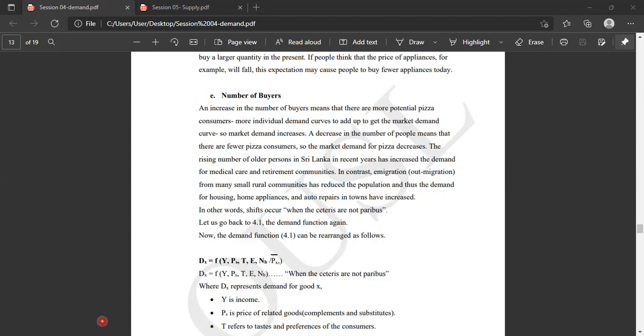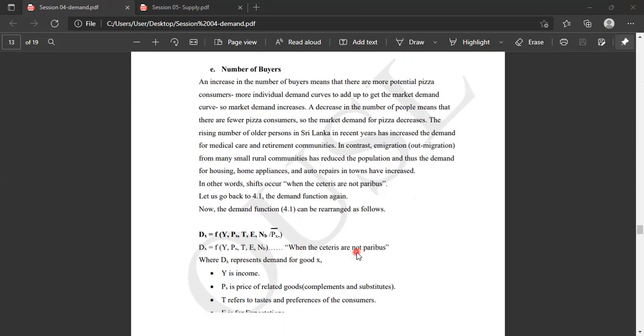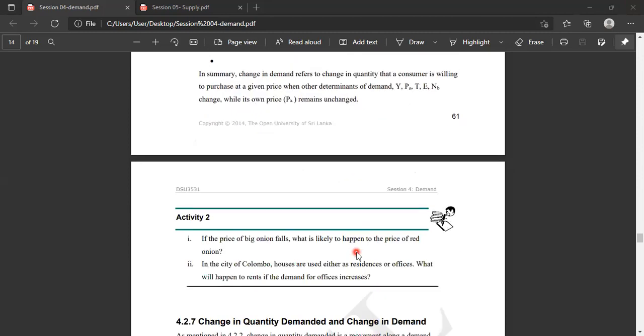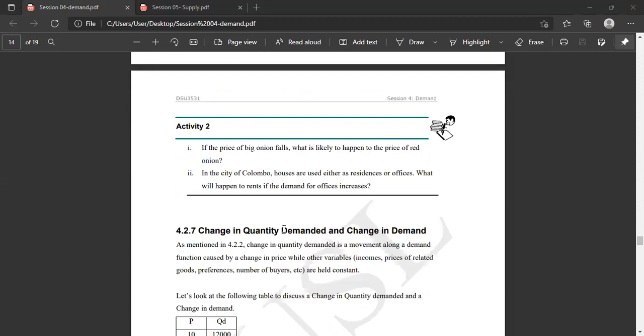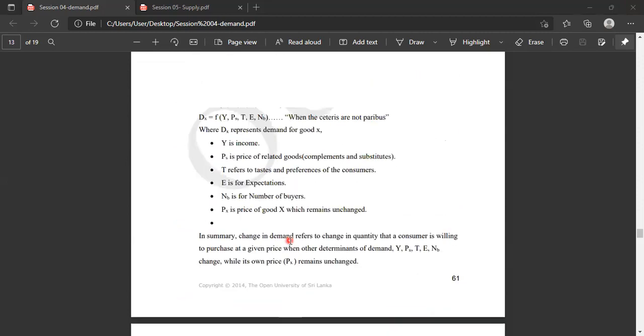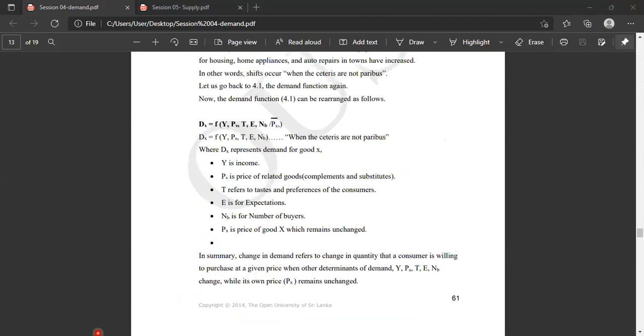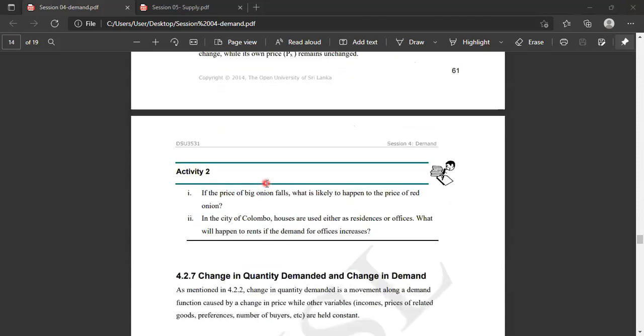Now here in your text, several other factors that determine demand are explained, and they are telling that if there are changes in them, there will be a shift in the demand curve. That is the summary of that. Is it clear for you? Other than the price of the same product, whatever the factors that change, there will be a shift in the demand. See this activity 2.